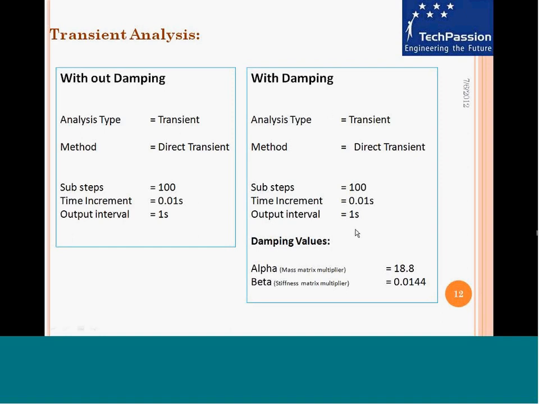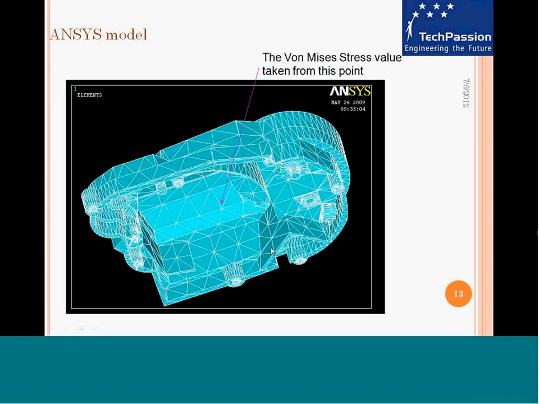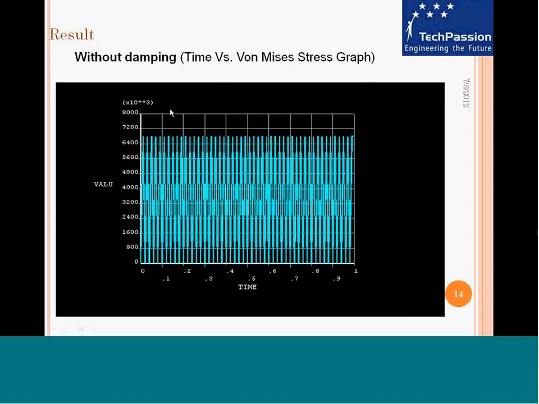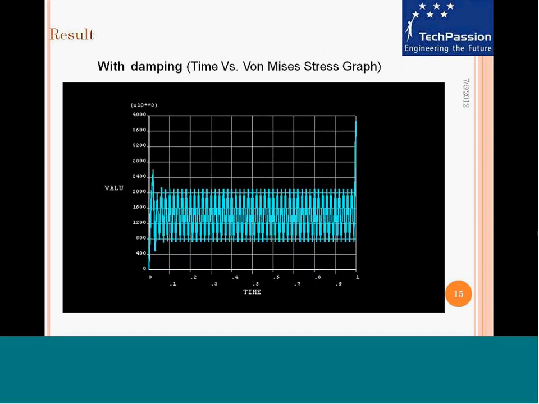And in the model with damping, everything remains the same. We incorporate the alpha, the mass matrix multiplier, and beta, the stiffness matrix multiplier. The alpha is 18.8 and beta is 0.0144. Now the point where the maximum stress occurs is located, and we take the von Mises stress value from this point, and this is cyclic loading, and this shows the von Mises stress plots without damping. And naturally, when you incorporate damping, the stress values will go down, which is reflected in this plot for the model built with damping.